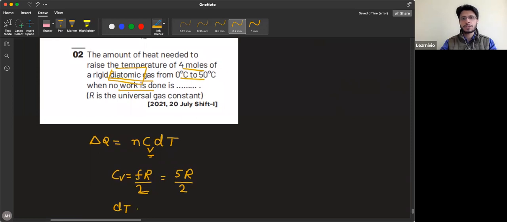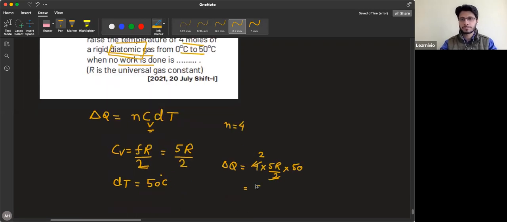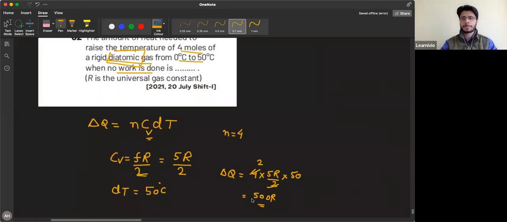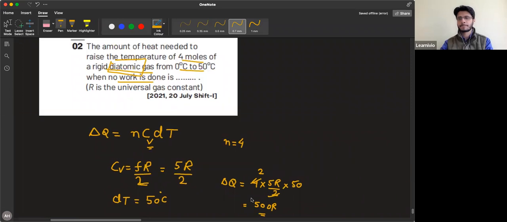And how much is the change in temperature? The change in temperature is from 0 to 50, so this is 50 degrees. What is the number of moles? So here delta Q is n, which is 4, into Cv, which is 5R by 2, multiplied by dT, which is 50. The 2 gets cancelled out, so this is 500R. Is it clear, everyone? Yes, sir.